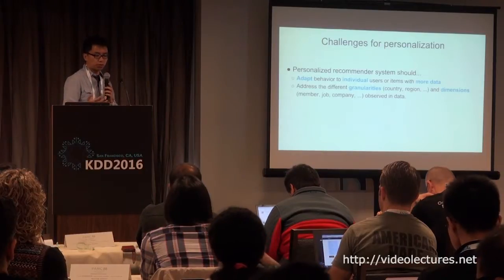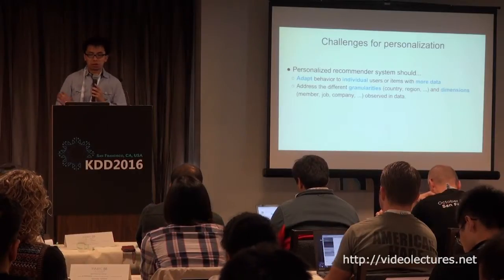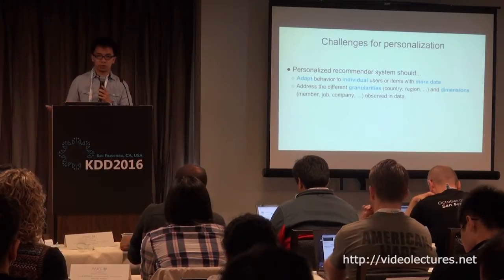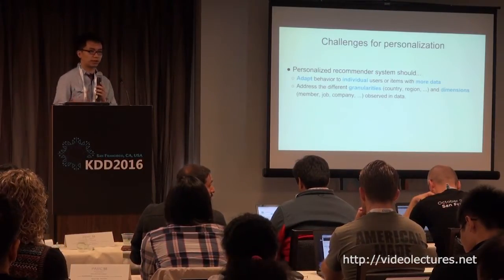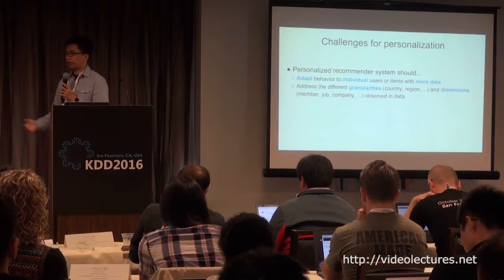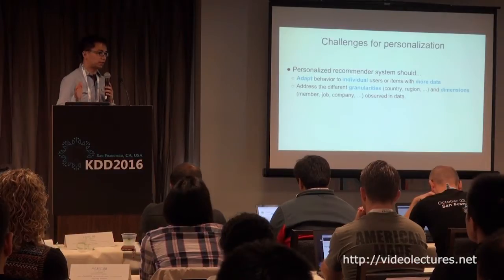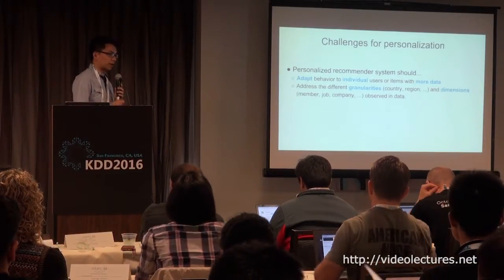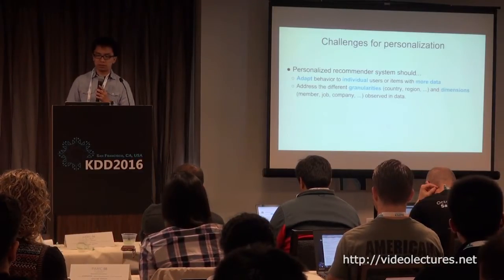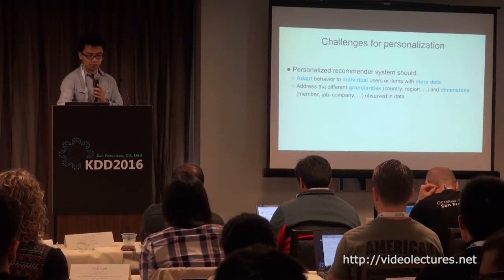And also, sometimes we need to address the different granularities we find in the data. For example, the job applying behavior or pattern may be different from country to country, or even from region to region. For example, maybe software engineer or data scientist positions are more popular in the Bay Area, while financial analyst is more popular in the New York City area. And in the data, we have different dimensions. We can look at data from the member's perspective, from the job, from the company. If it's a movie, it could also be from the movie's perspective, from the user perspective, from the leading stars' perspective, right? So there are many different dimensions. We want to address that.